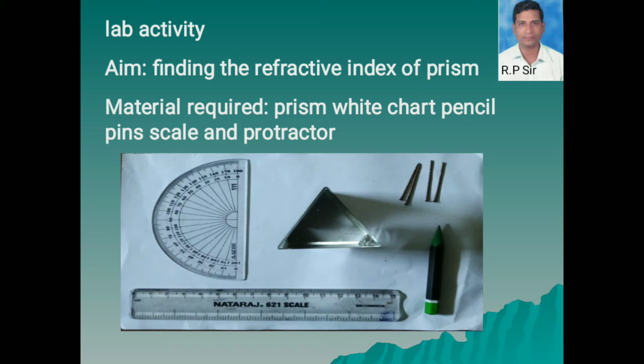Lab activity. Aim: finding the refractive index of prism. Material required: prism, white chart, pencil, pins, scale, protractor and a drawing board.